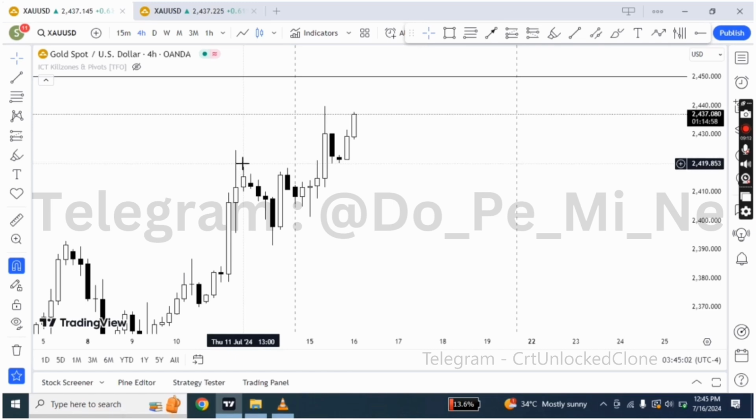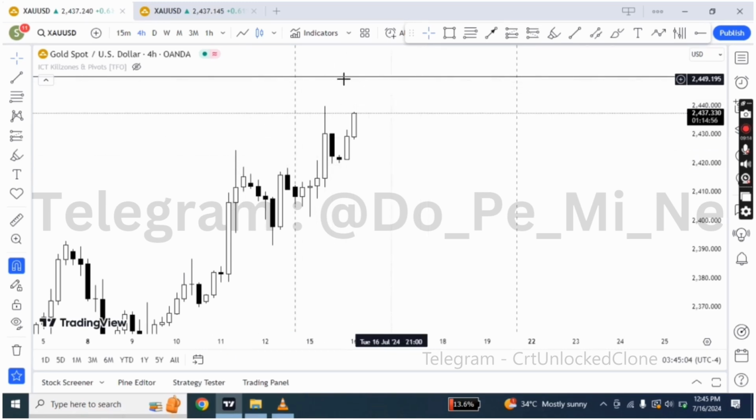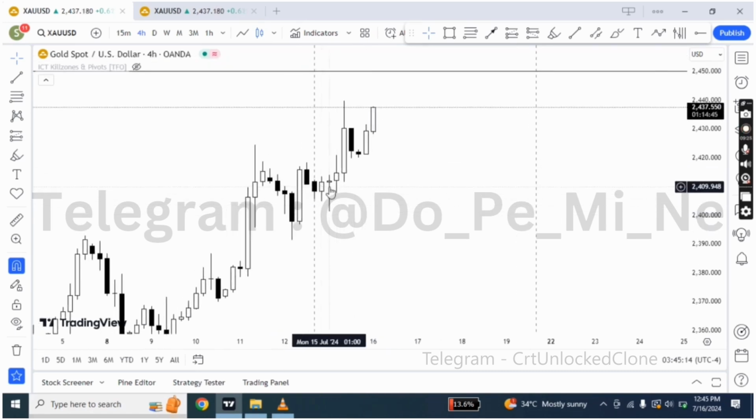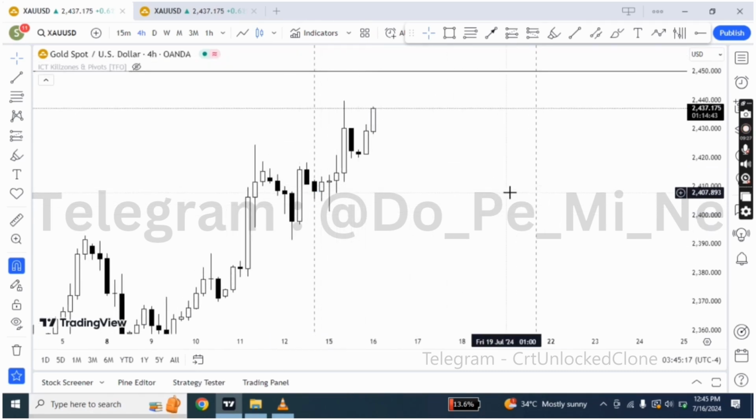So we know that the draw is higher, right? So now our job is to buy below the daily and the weekly open and ride it higher. If the drawn liquidity is higher, your job would be to buy below the opening, right? The opening time, buy below the open of the candle and ride it higher.